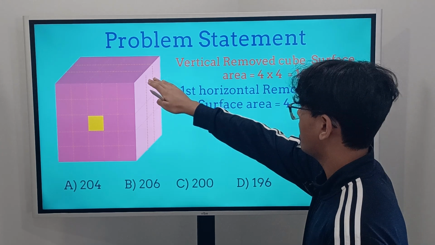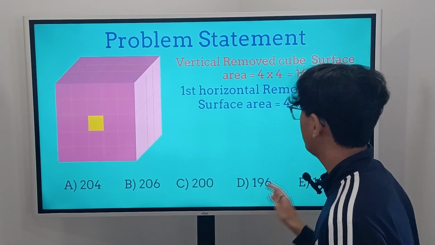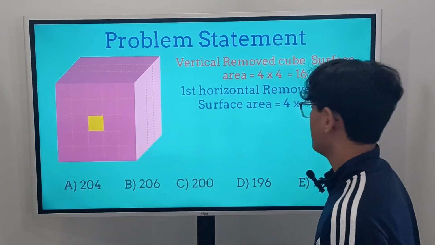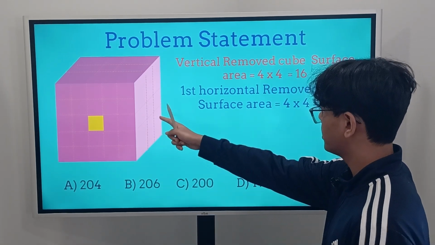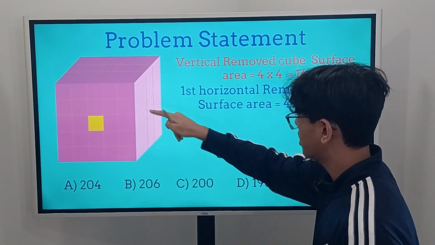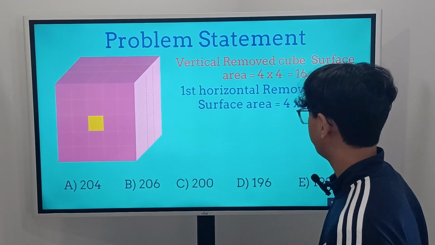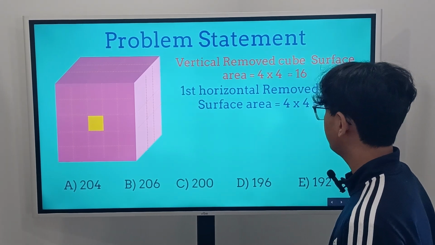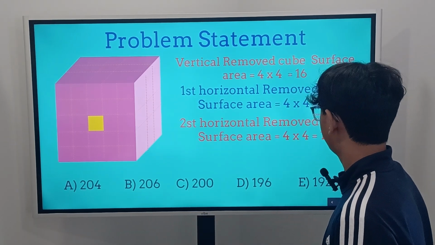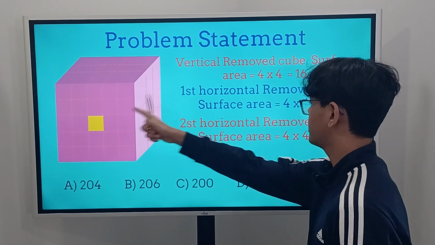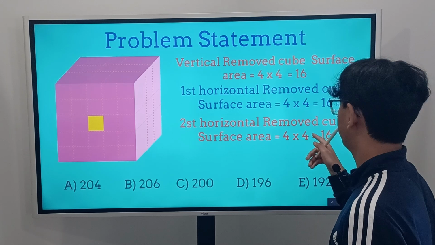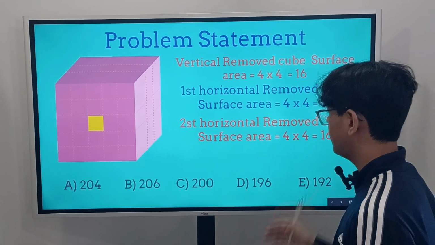Same thing, since now we did the top, the top and bottom is covered. So now we're going to do the first horizontal removed cube. It's the same thing, since the one in the middle is not there, since it's intersected. We're going to have 4 cubes times 4 different surface area places. So we're going to get 16 here again. That is for this side and the back side, so the front and the back. And then finally, we have another horizontal one, from this side and the other side, so the right and left. We're also going to have 4 cubes times 4 sides, which gives us 16 again.